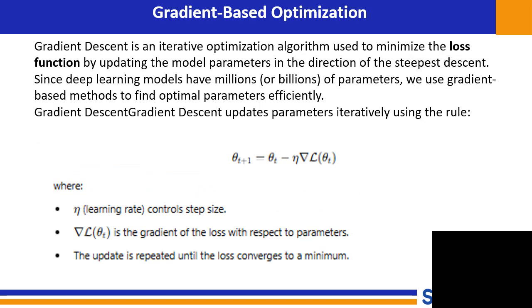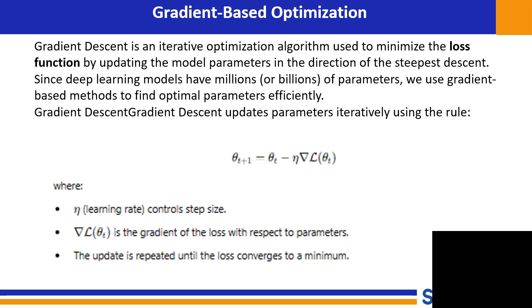One of the most important optimization is the gradient descent. This we have already seen in the previous videos. Gradient descent is an iterative optimization algorithm used to minimize the loss function by updating the model parameters in the direction of the steepest descent. Since deep learning models have millions of parameters, we use gradient-based methods to find optimal parameters efficiently.